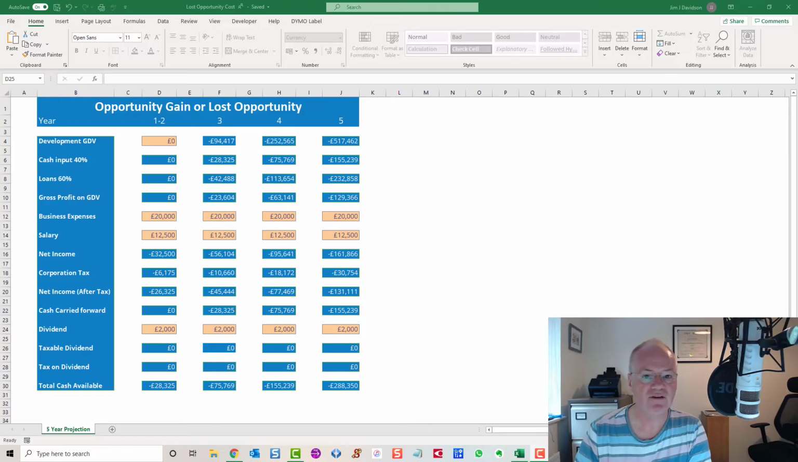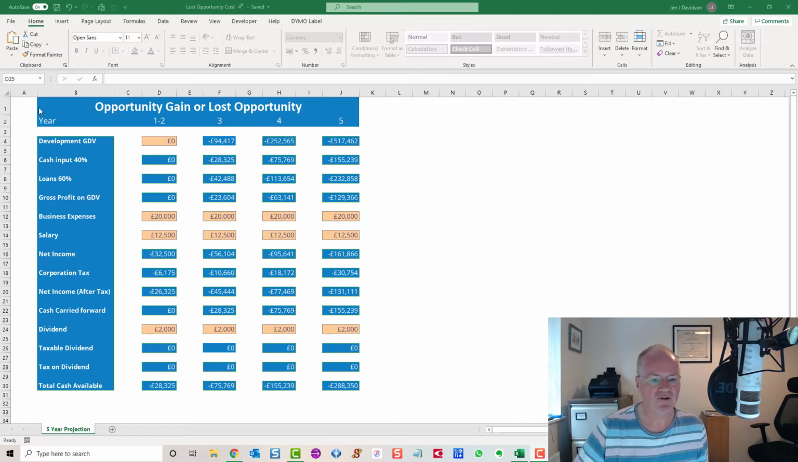So what we have here is a simple Excel workbook, and it allows you to project your likely 5-year growth with property development. It assumes that you're not actually taking any further cash out of the business, but of course you can, and that will obviously alter your numbers. So we'll just go through this and you will see how this works.